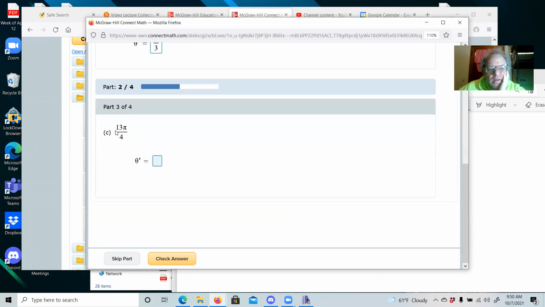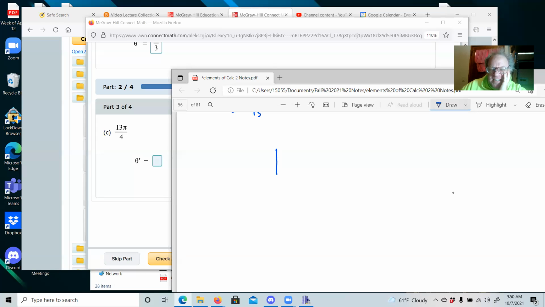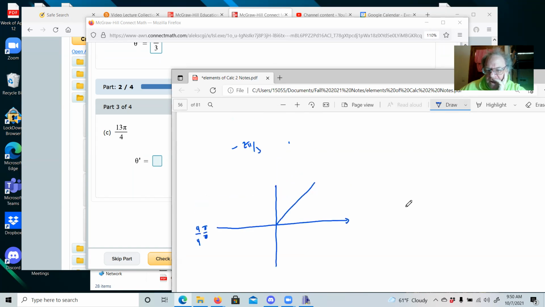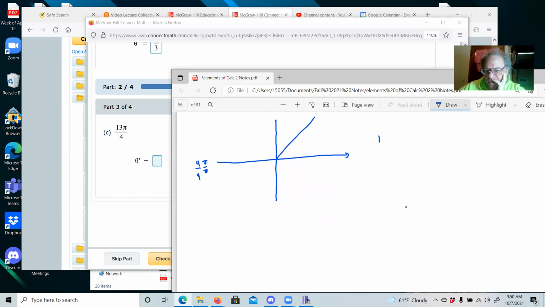Okay. Ooh, 13 pi over 4. It's kind of like an analog clock. So if you're good at doing clocks, these should be okay for you. So here's pi, this is 4 pi over 4, right? Oh, by the way, pi over 3, remember that's 60 degrees. Pi over 4, that's 45 degrees.